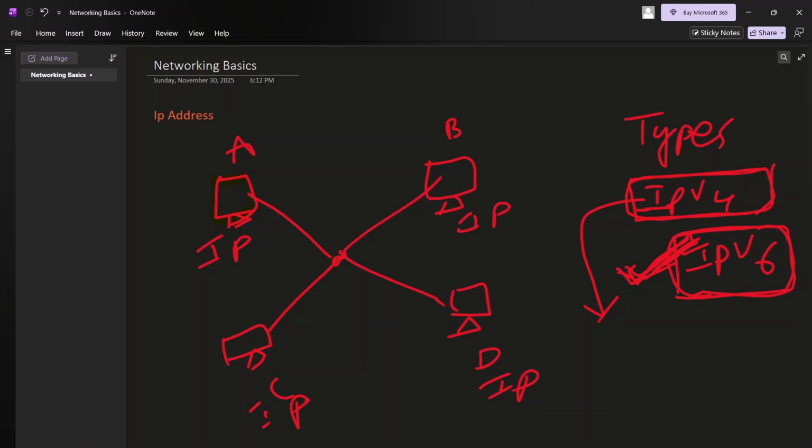IP address means Internet Protocol address. IP addresses are digital addresses for devices. Without an IP address, we cannot communicate with any system. Like how I am calling with a name, similarly on the internet, if you want to communicate with any system, an IP address is mandatory. Remember this one.